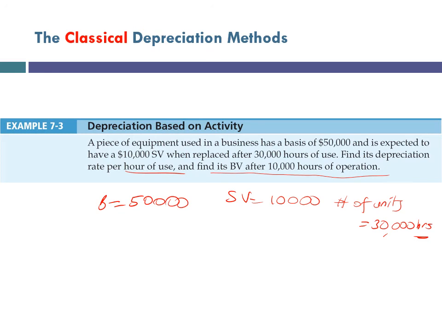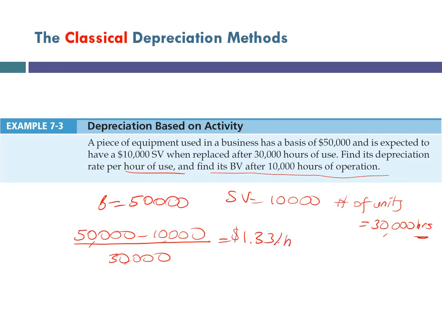Okay, so what do we do initially? In order to calculate the depreciation rate per hour, we will subtract 10,000 salvage value from this 50,000 book value, divided by 30,000. Simply, if you do this calculation, you will obtain 1.33. This is the depreciation amount, dollars per hour. So in 1 hour, your item depreciates $1.33. Okay, this is the first part, depreciation rate per hour of use.